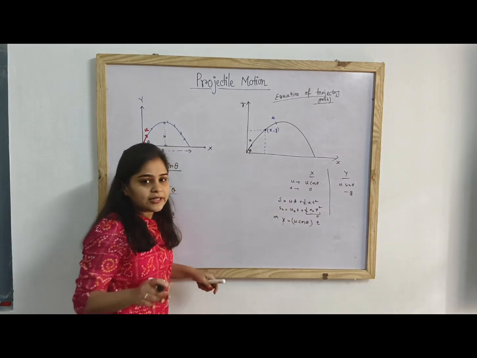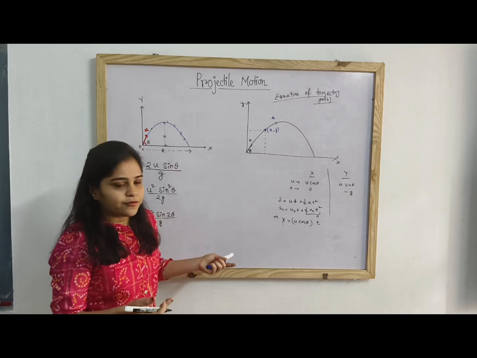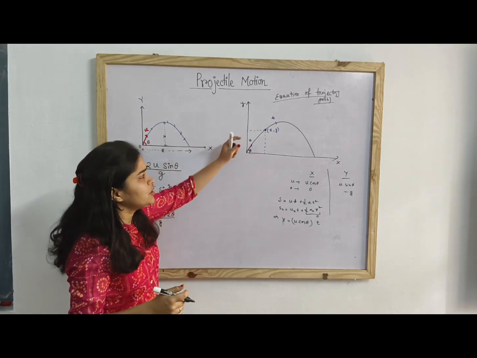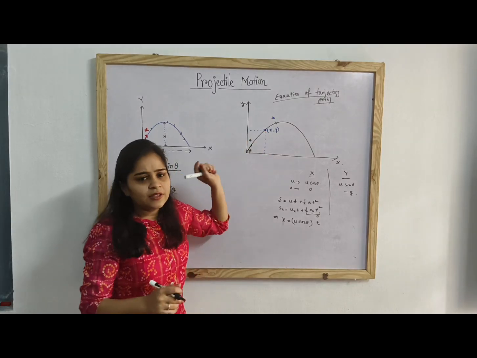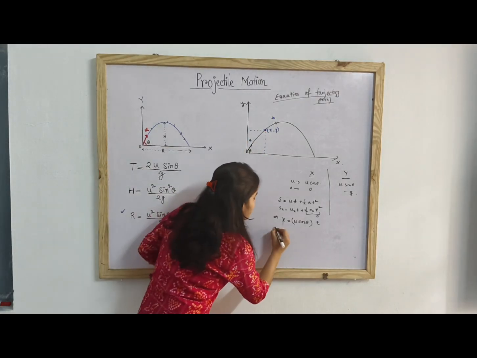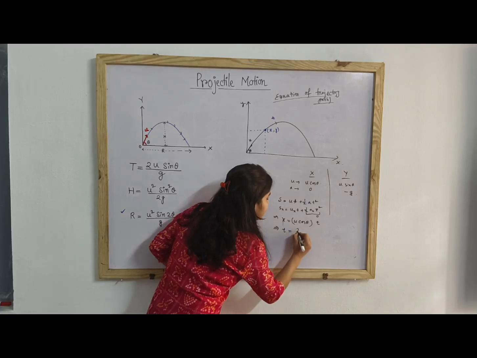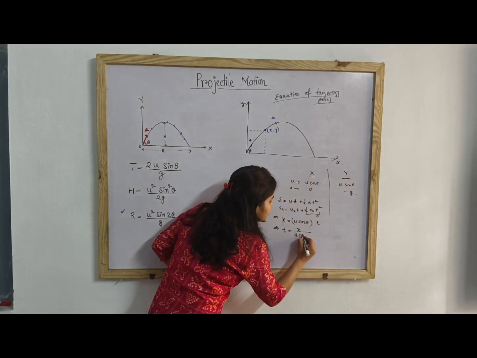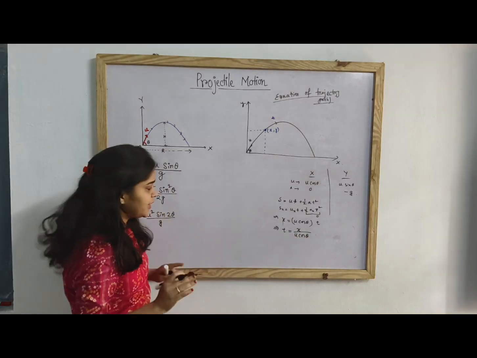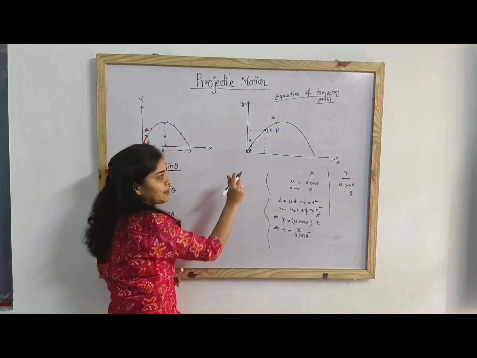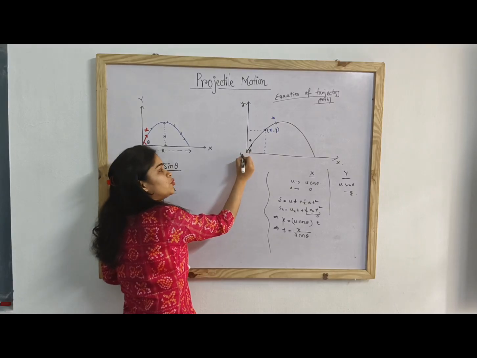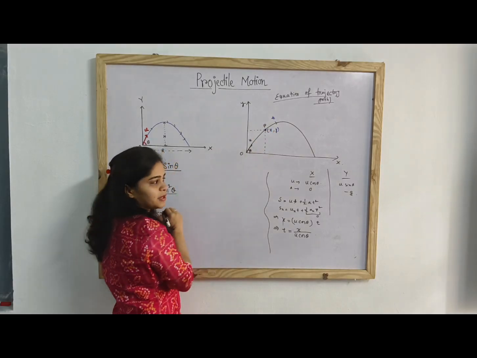This is not the total time. This is not equal to the time of flight. It is a random position. We are taking the position as this one, and the coordinates are x and y. So from this you can get t is equal to x by u cos theta. This is your formula, right? This is the time taken by the projectile to reach from O to this position P, suppose.